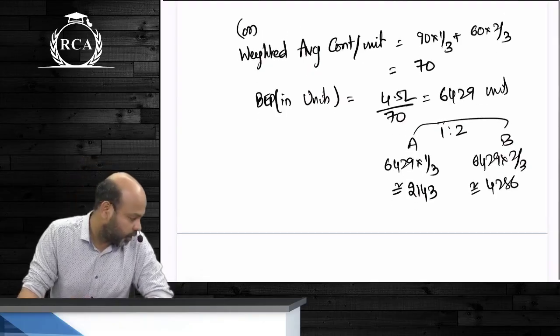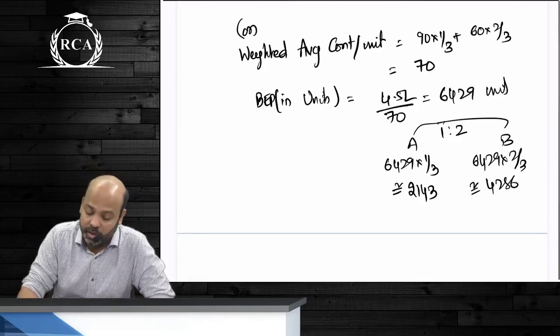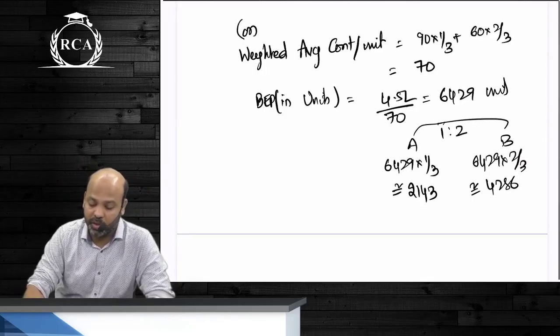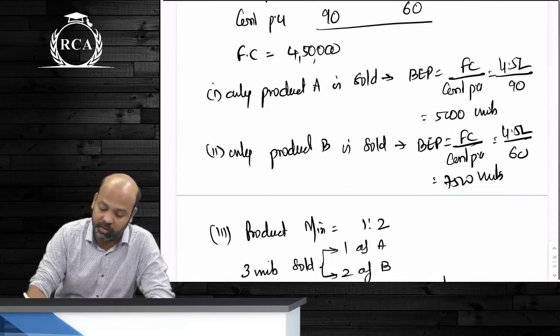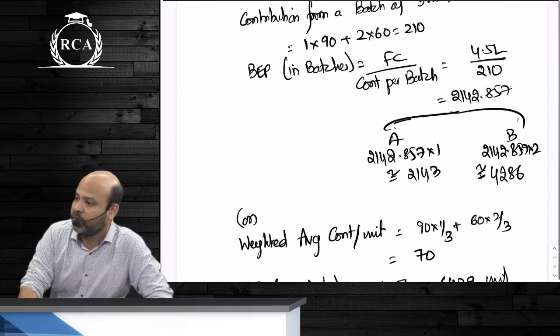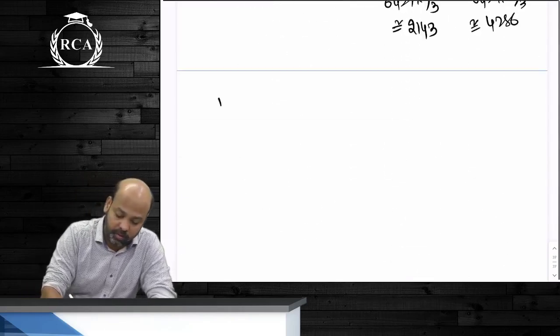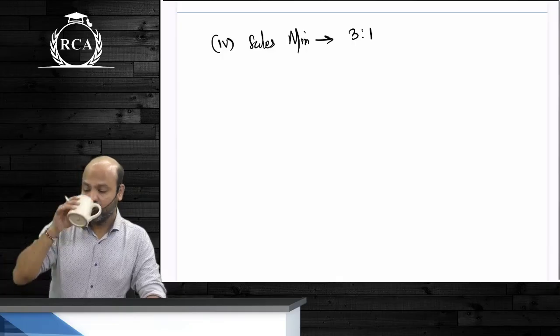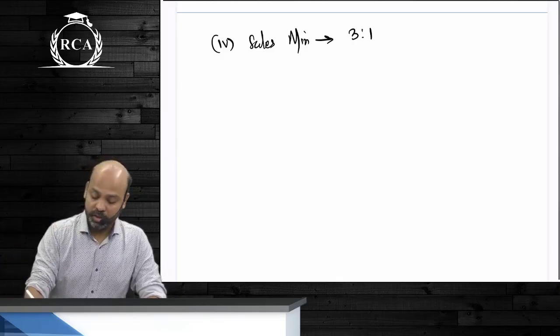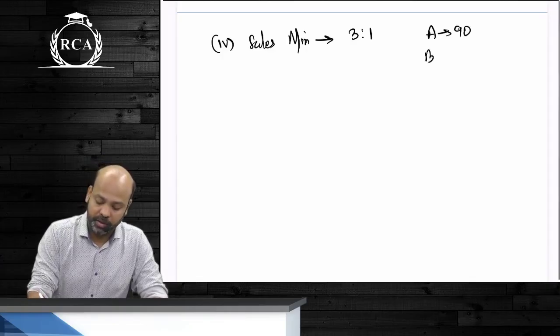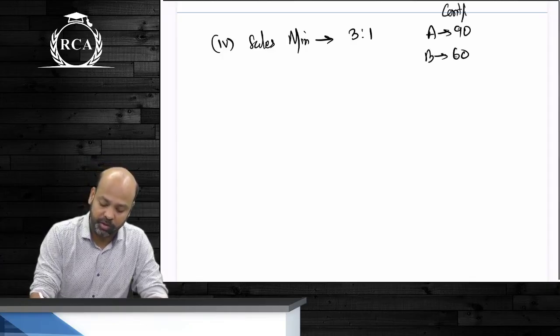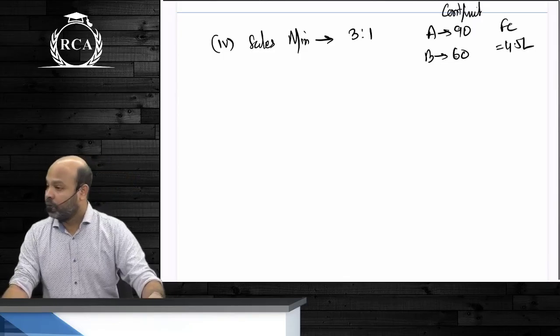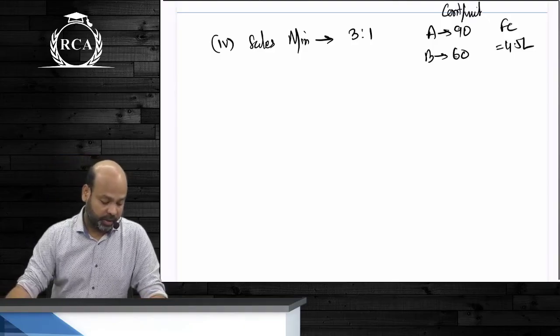Our break even point in units is going to be this. Are we understanding? Total amount is 6,429. I already told you that the answer will always lie between 5,000 and 7,500 units. Yes or no guys? Sharath, you tell me better now. What if I take a sales mix of 3:1? Just in case you forgot, A is giving us a contribution of 90, B is giving us a contribution of 60 rupees per unit, and our common fixed cost is 4,50,000. What if I am selling units in the ratio of 3:1?